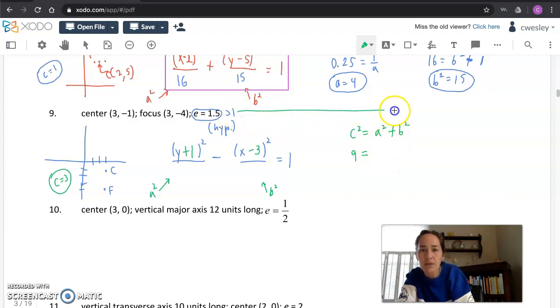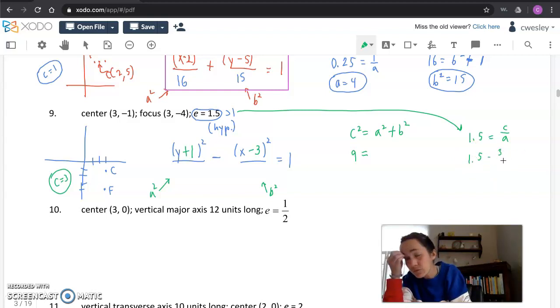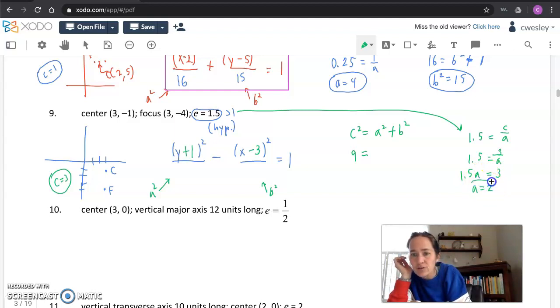I skipped a step. Let's go eccentricity. So eccentricity is 1.5. That always equals c over a, and we have c is 3. So 1.5 equals 3 over a. I'm going to multiply both sides by a, get 1.5a equals 3, and I need a equals 3 divided by 3 halves. 3 divided by 3 halves should just give me 2. So that should help in this calculation.